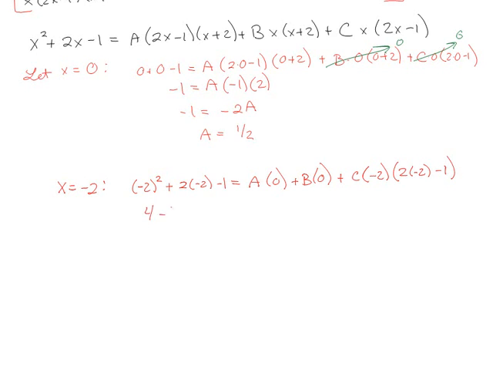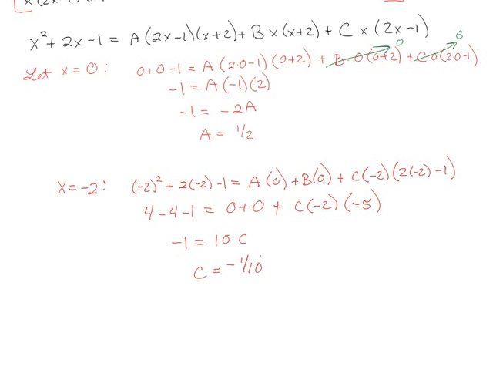So I've got 4 minus 4 minus 1 equals 0 plus 0 plus c times -2 times -4 minus 1 is -5. So I've got whatever that is, -1, there we go, equals 10c. So c is equal to -1/10. And if that doesn't fill you with joy, I don't really know, must be desperately heartless.